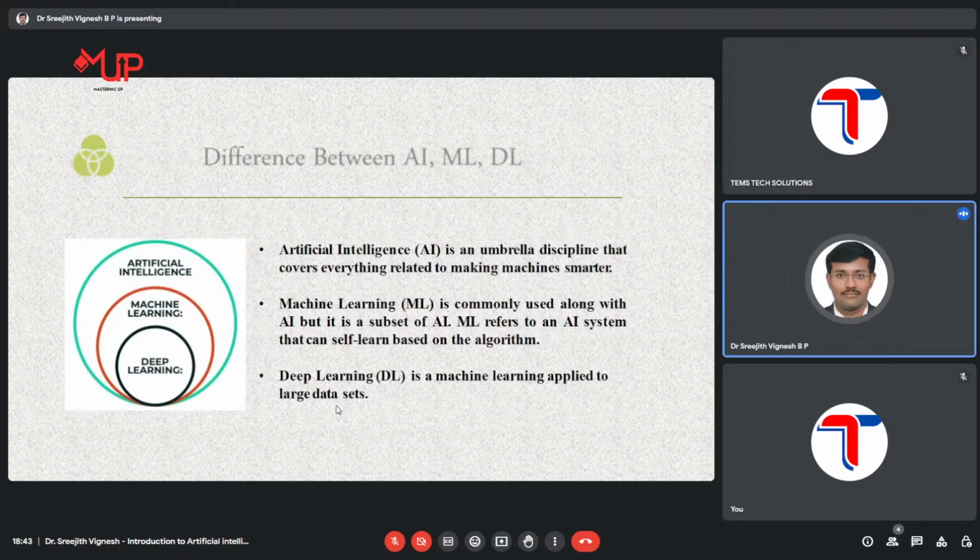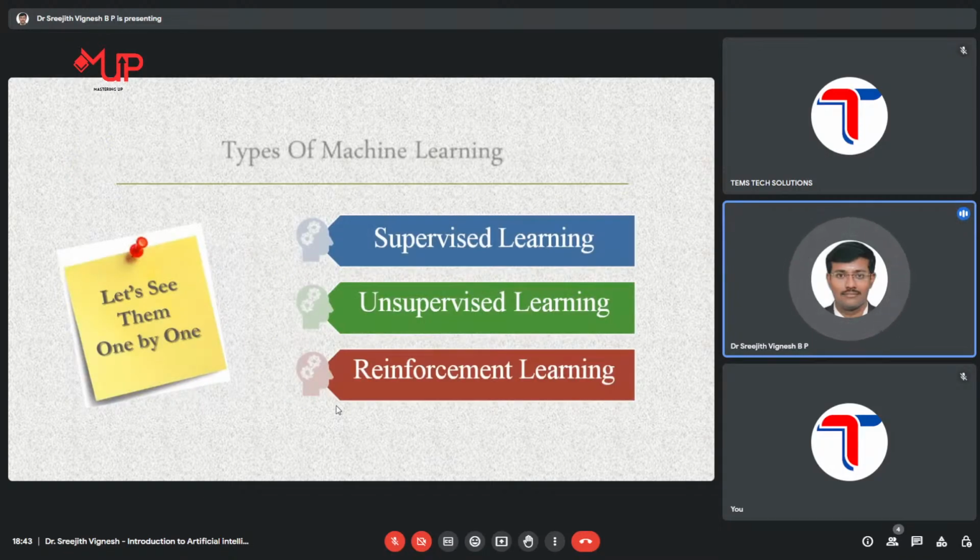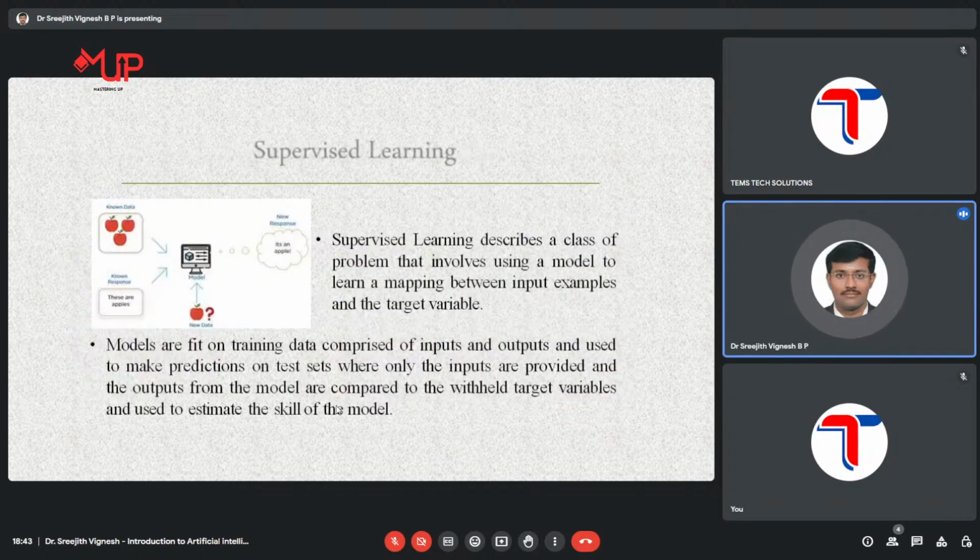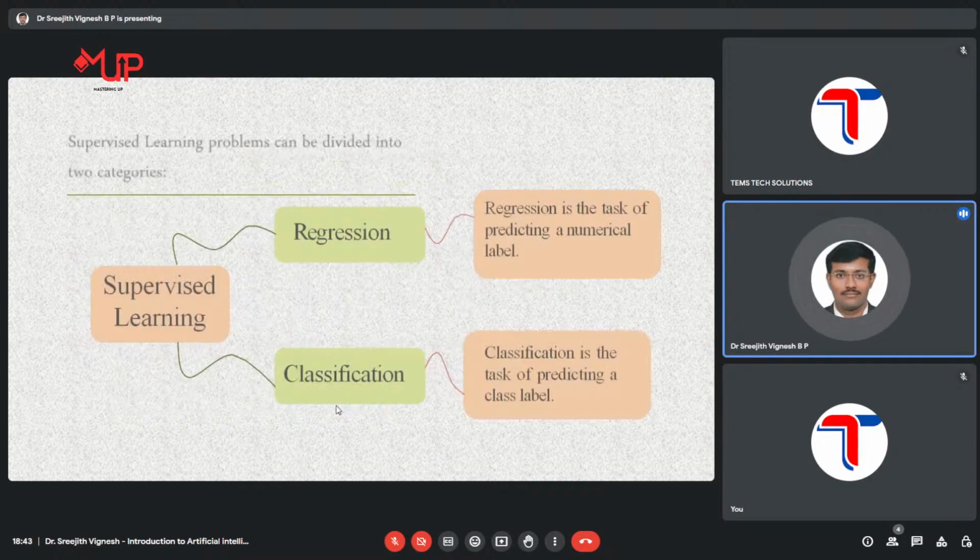And types of machine learning: supervised, unsupervised, and reinforcement learning. Supervised learning describes a class of problem that involves using a model to learn a mapping between input examples and the target variable. It also checks whether predictions can be done with some kind of supervision. We always have some input and output, and both will have some dependency factors, and those dependency factors decide whether this learning will be helpful for finding the solution to the problem.